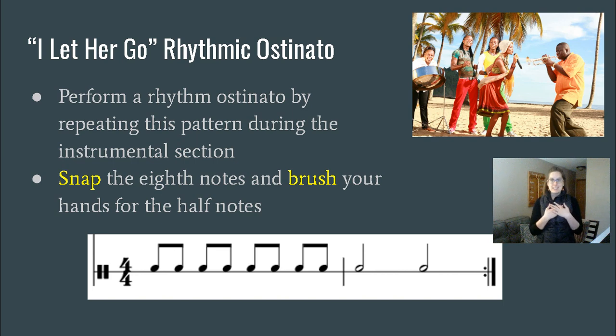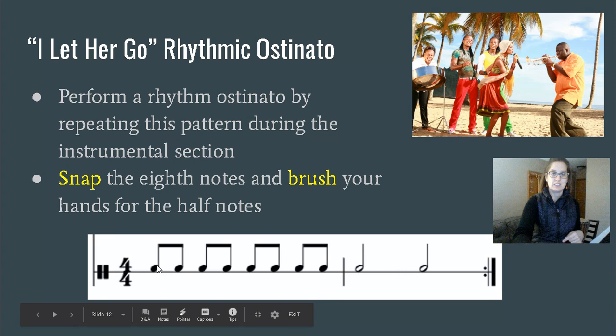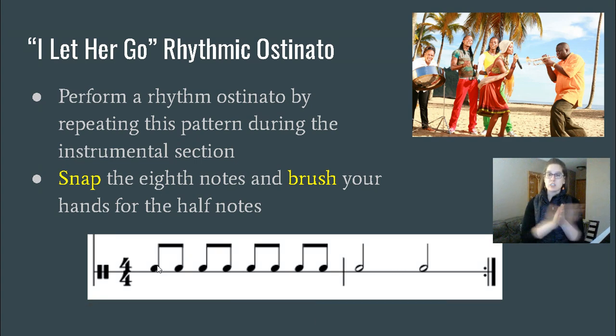Now, what I didn't say is that we're going to snap the eighth notes and brush our hands for the half notes. If you can't snap, that's okay, just clap. I'm going to do it one more time, and then you're going to do it back. I'm starting right here on our ostinato. It'll sound like this. T, T, T, T, T, T, T, T, toe-wee, toe-wee. You try it. We're doing it twice.